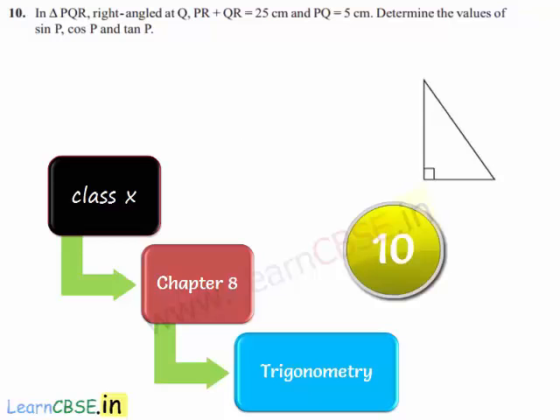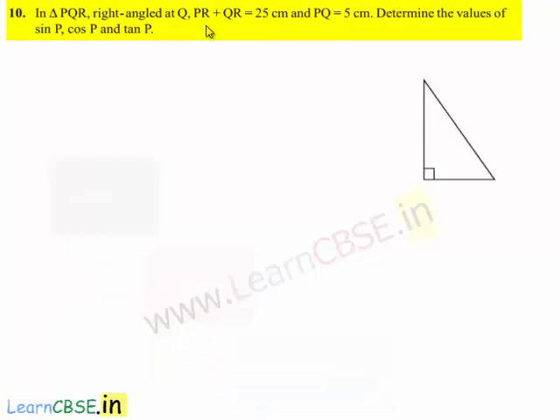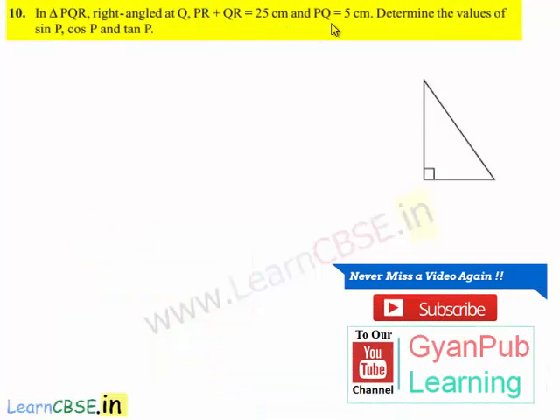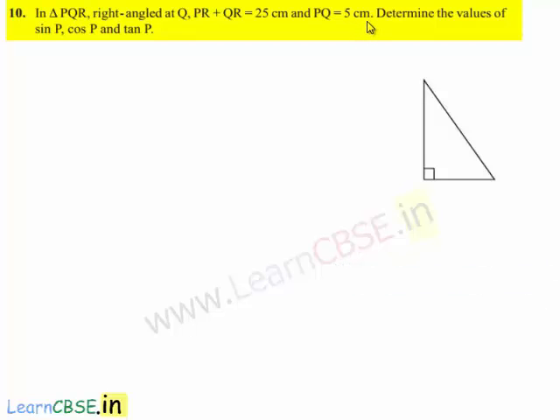Moving on to the 10th question. In triangle PQR, right angle at Q, PR plus QR is equal to 25 centimeters and PQ is equal to 5 centimeters. Determine the values of sin P, cos P and tan P. Now moving on to the solution.